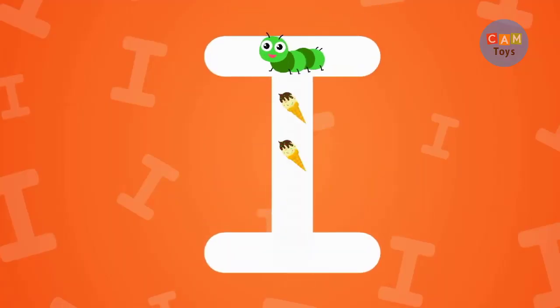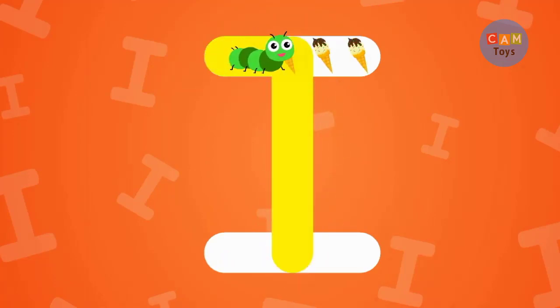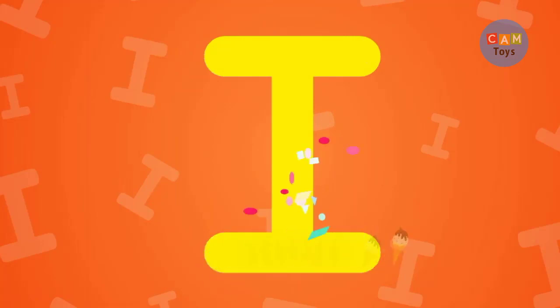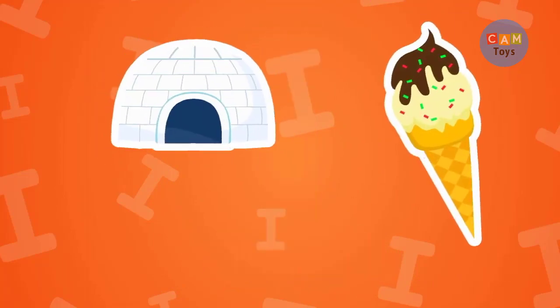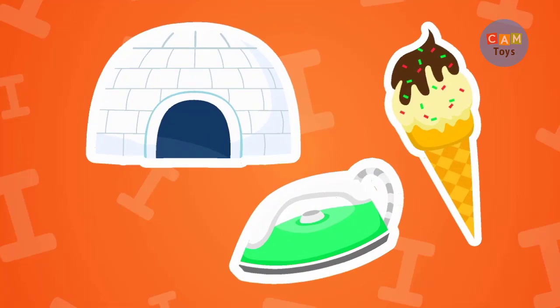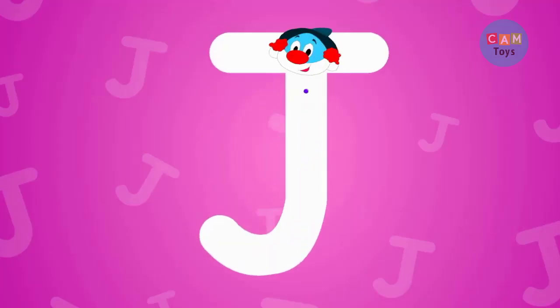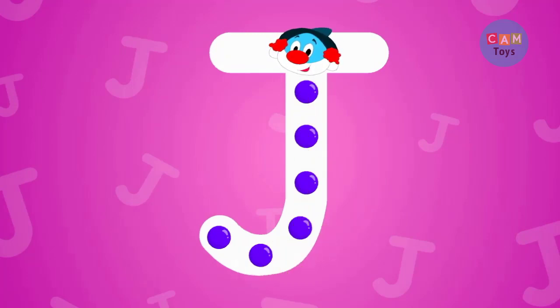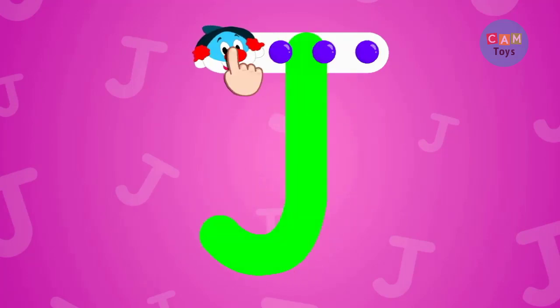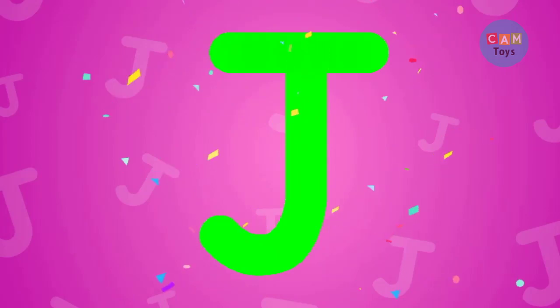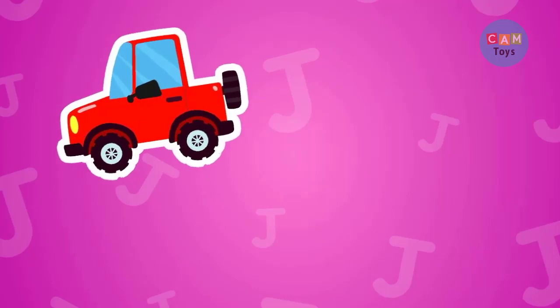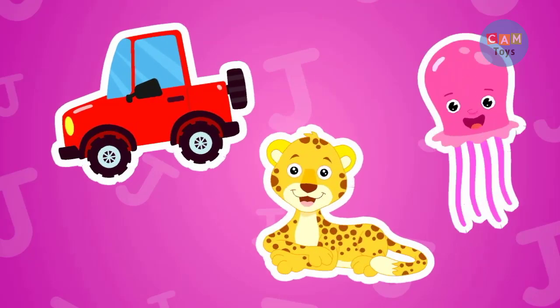This is the letter I. I is for ice cream, igloo, iron. This is the letter J. J is for Jeep, Jaguar, Jellyfish.